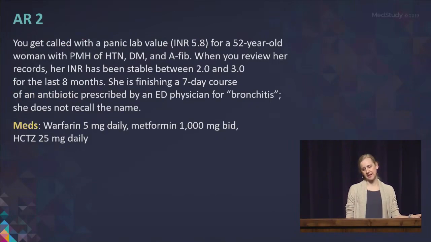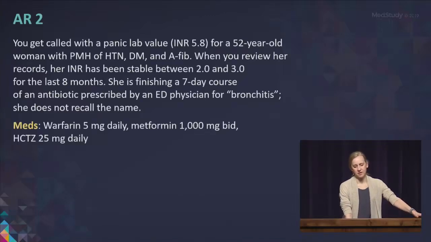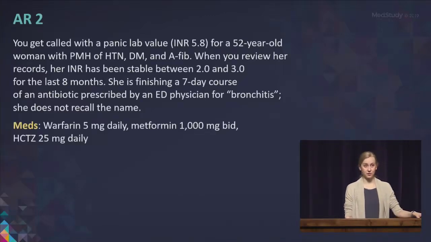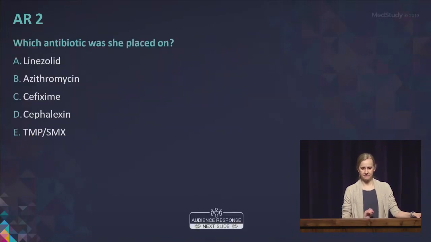Okay, you get called with a panic lab of an INR of 5.8 for a 52-year-old woman with a history of hypertension, diabetes, and atrial fibrillation. When you review her records, her INR has been stable between 2.0 and 3.0 for the past 8 months. She is finishing a 7-day course of an antibiotic prescribed by an ER physician for bronchitis. She does not remember the name. Her medicines are warfarin, metformin, hydrochlorothiazide. So what antibiotic do you think she was on?